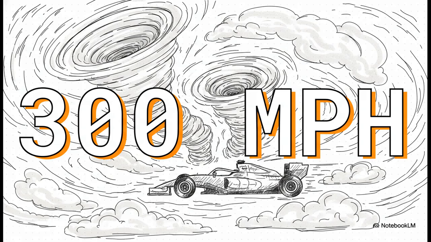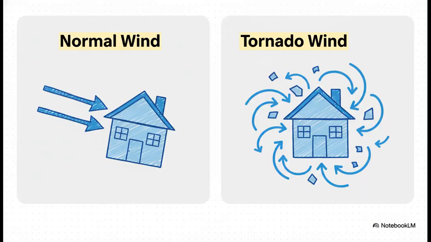And the power that's just been unleashed is, well, it's almost incomprehensible. The wind speeds inside that vortex can top 300 miles per hour. Let me put that in perspective for you. That is faster than a Formula One race car at full throttle. But here's the thing that makes a tornado so uniquely destructive. It's not just the speed.